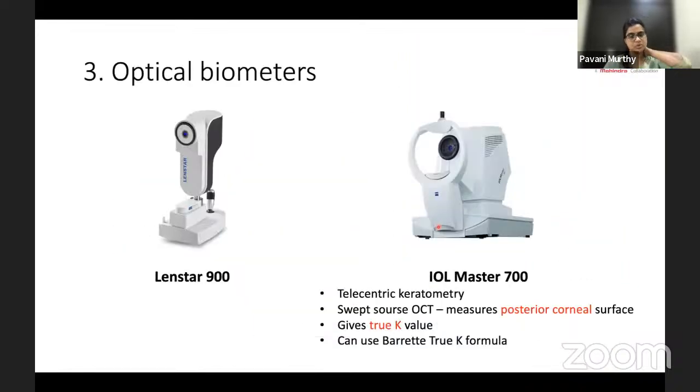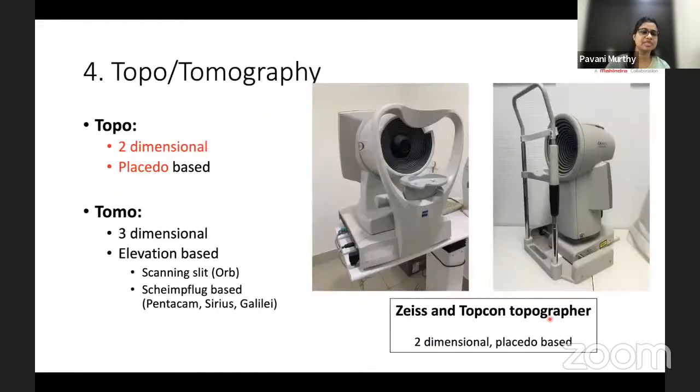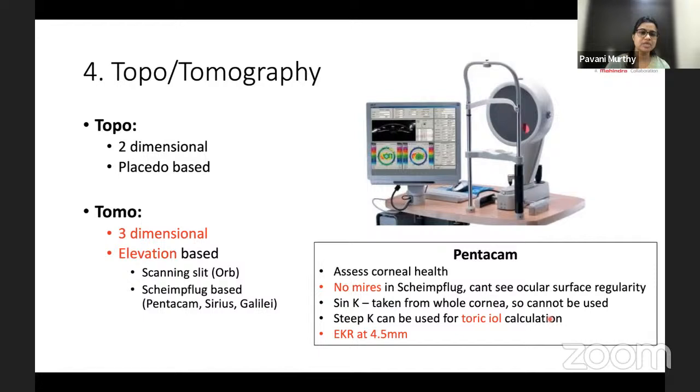Optical biometers also give keratometry values. A word about IOL Master 700: since it gives an additional posterior corneal astigmatism, a true K value can be calculated. Topo and tomography. Topography is a two-dimensional Placido-based system for measuring the anterior surface of the cornea. Tomography is three-dimensional and elevation-based. Remember that in Pentacam Scheimpflug, there are no mires, so you cannot make out the ocular surface regularity. Steep K over here can be used for toric IOL calculation, and EKR values of 4.5 are again pretty important, which was again discussed in the last class.